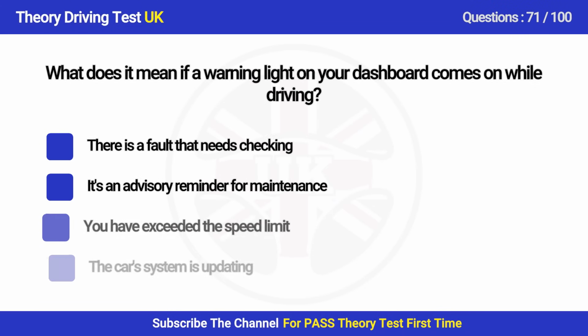Question 71. What does it mean if a warning light on your dashboard comes on while driving? A. There is a fault that needs checking. B. It's an advisory reminder for maintenance. C. You have exceeded the speed limit. D. The car system is updating.